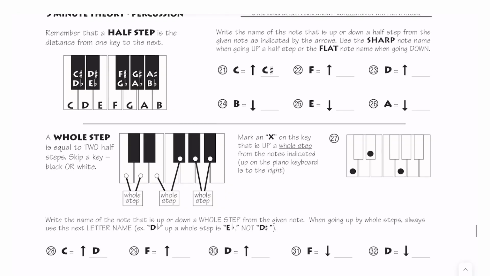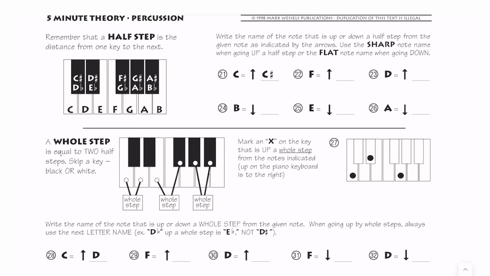All right, let's go ahead and go on to the second page of lesson 22. So what I'm doing here is reviewing half steps. Okay, you remember that a half step is the distance from one key to the next. Just easy. If I went up a half step from C, it would be C sharp. If I went down a half step from G, it would be G flat. So write the name of the note that is up or down a half step indicated by the arrows.